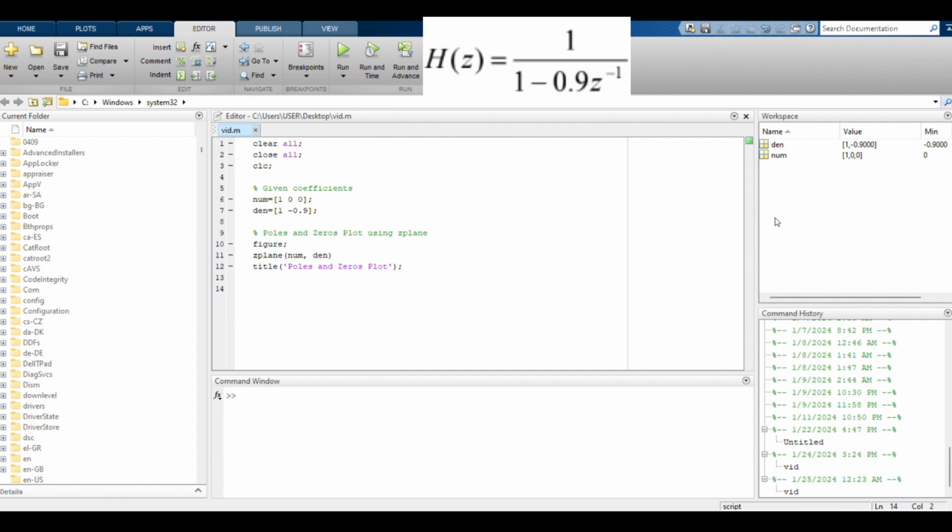From the denominator polynomial, if we find the roots, we will get poles. Poles are those for which the transfer function will become infinite. And if we find the roots of the numerator, we will find zeros. Zeros are those for which the transfer function becomes 0.